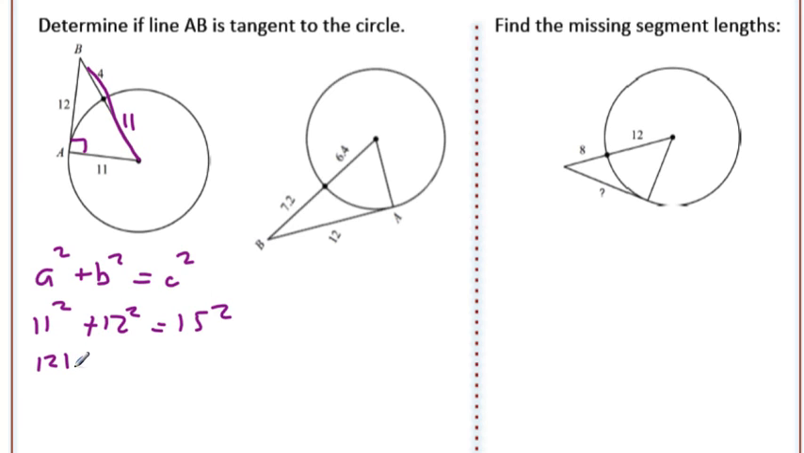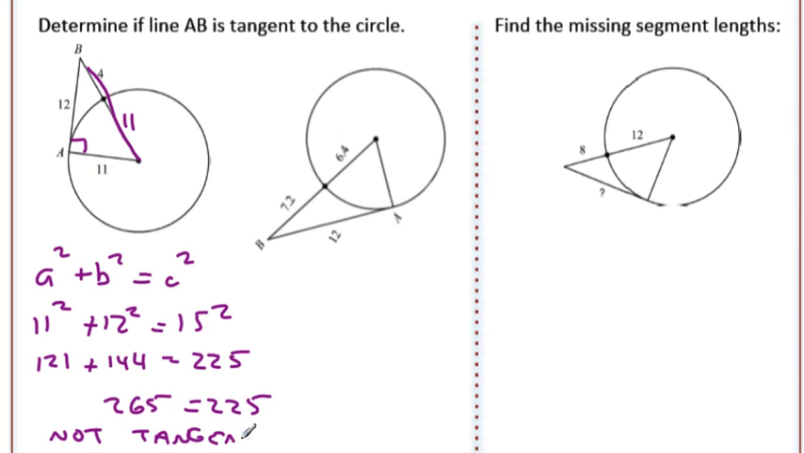So is 121 plus 144 equal to 15 squared? I actually know that. That's 225. All right, so what do we get here? 265. Is 265 equal to 225? No, it's not. So this is not tangent. See how that works? We're going to do the Pythagorean theorem, and we're going to see if it works out. And if they are equal to each other, then say yes. But here, they're not, so we say no.